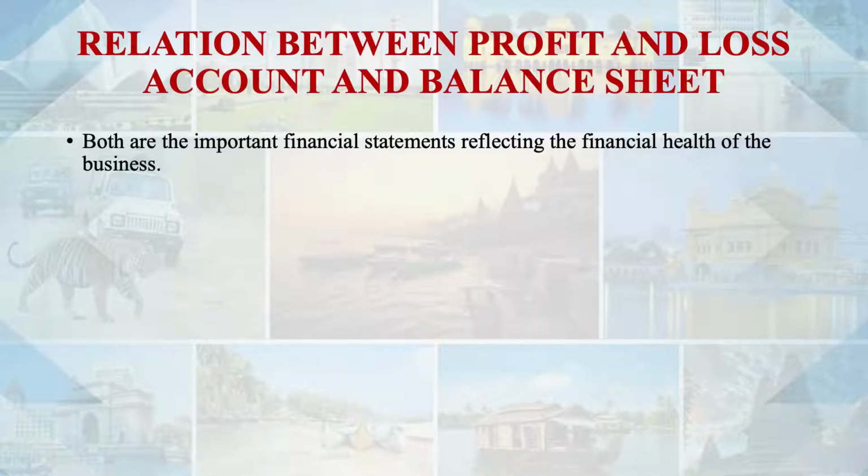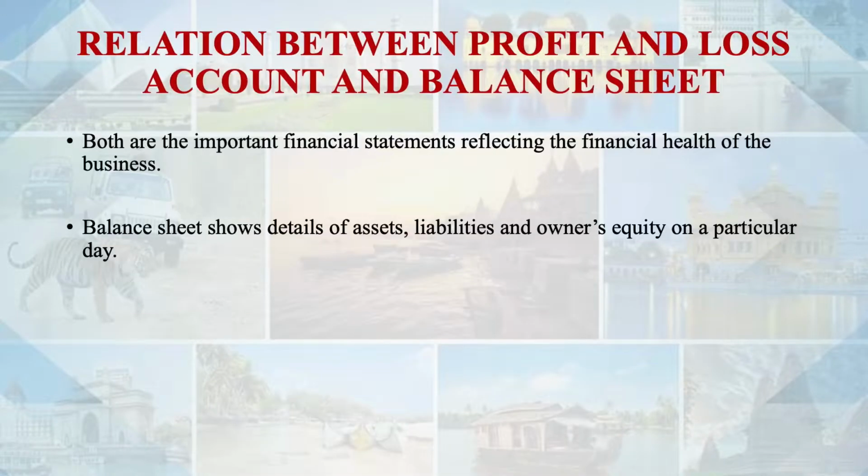Now, when we talk about the financial performance of the business, certain financial statements are being prepared. There are two different financial statements which we prepare to talk about the financial position or financial health of a business. One is your profit and loss account statement and another is your balance sheet. These two are very important and the purpose of preparing these two is very different. Balance sheet shows the details of assets and liabilities and the owner's equity on a particular day. Listen to this again, it shows the details of assets and liabilities.